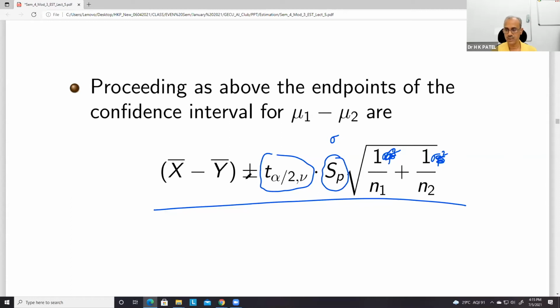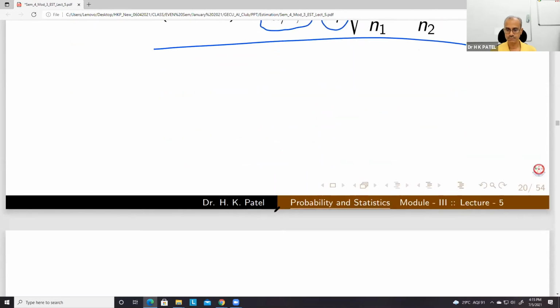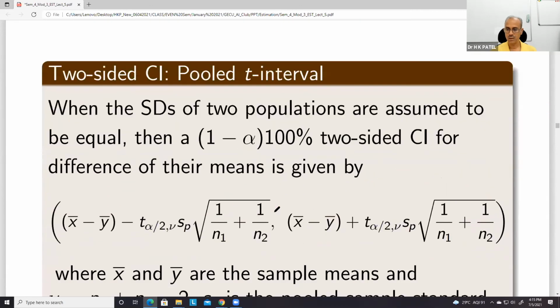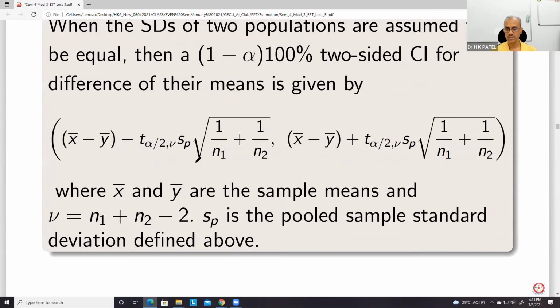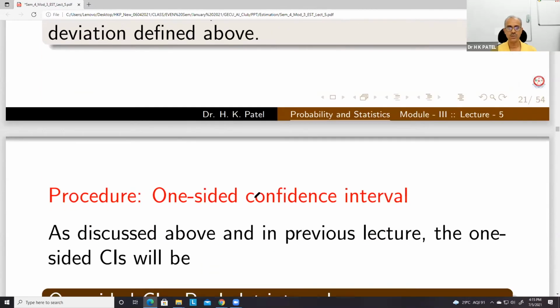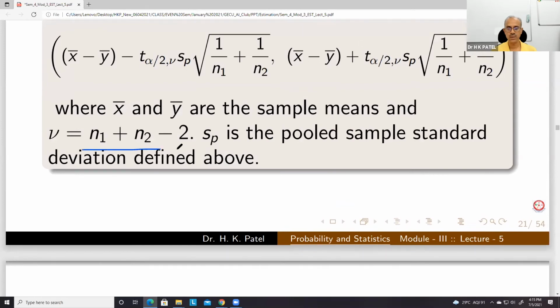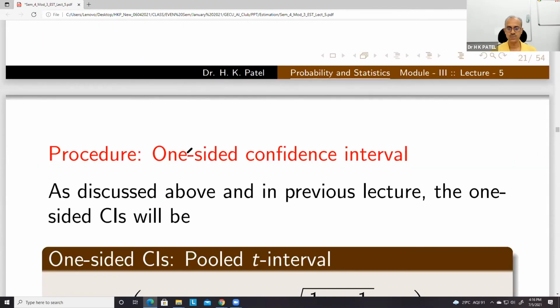If you take minus, it is the lower value of the interval, and if you take plus, it is the upper value of the interval. So same thing, this is SP times T and square root of 1 upon N1 plus 1 upon N2. And also remember that the degree of freedom is N1 plus N2 minus 2.